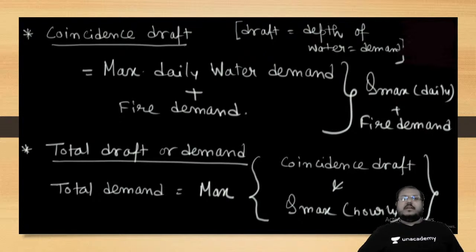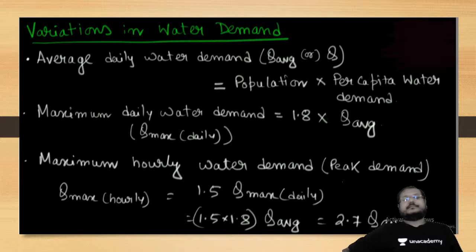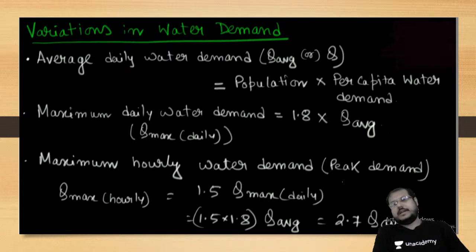Your Qmax hourly will be 2.7 into Q average, or it's 1.5 into Qmax daily. And this Qmax daily is nothing but 1.8 into Q average, where Q average is nothing but population into per capita water demand.